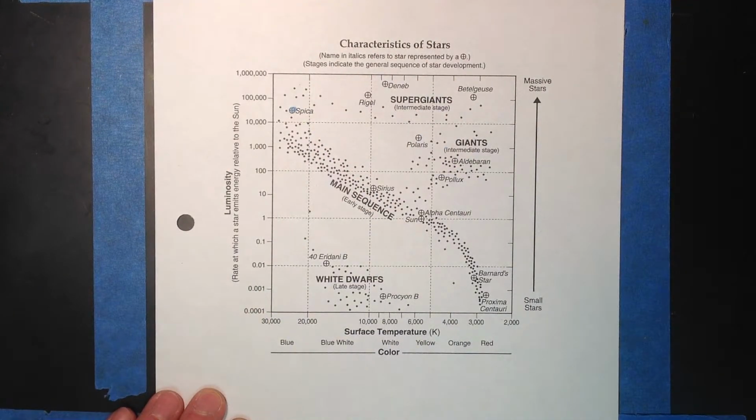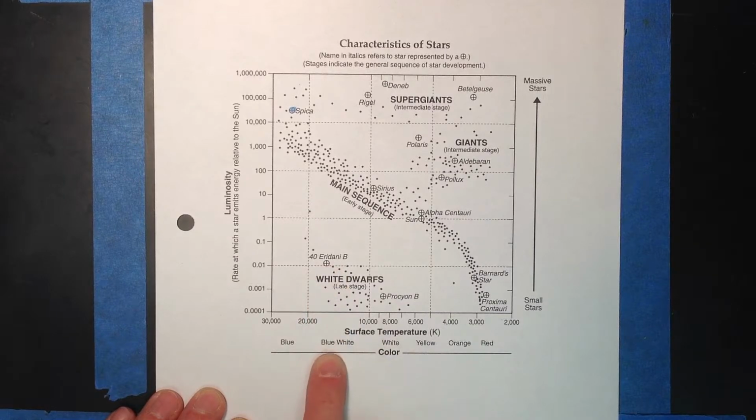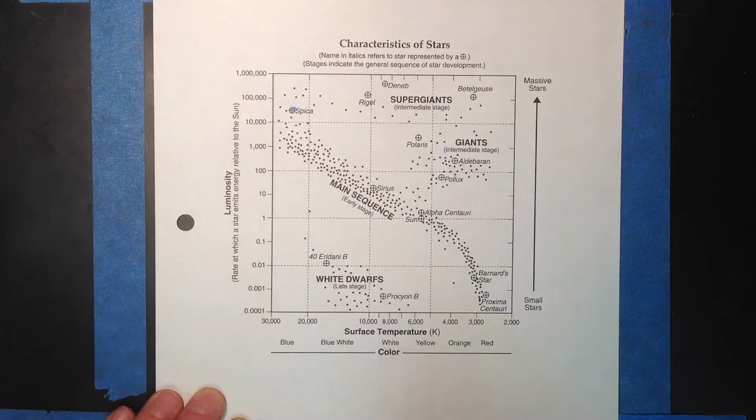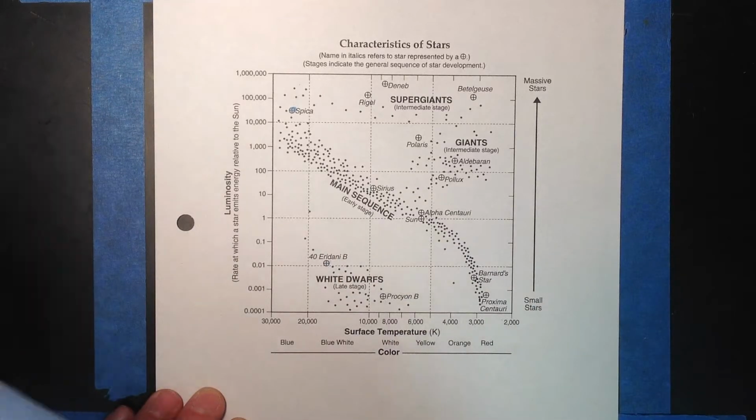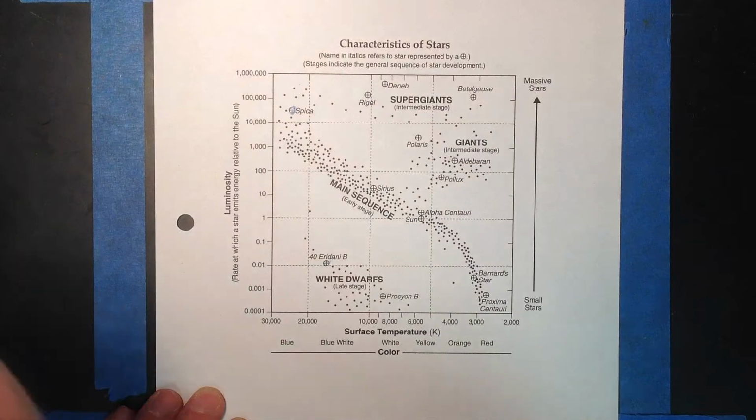Second one is 40 Eridani, and that's right here. Okay, that color is like a blue-white. So maybe you just do like a light blue. It's hard to do blue-white, so I'm just going to color it lightly blue. Maybe some people will use a darker blue for this one just to differentiate, but that's fine as long as you get the point.